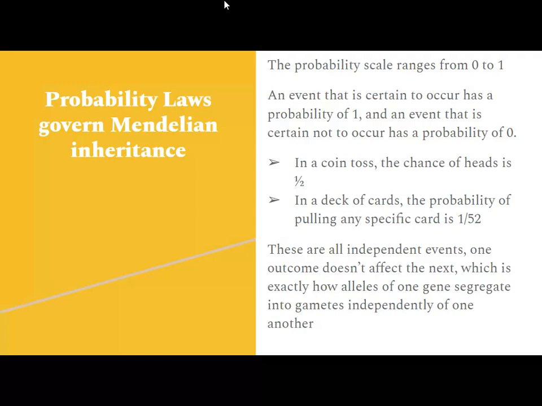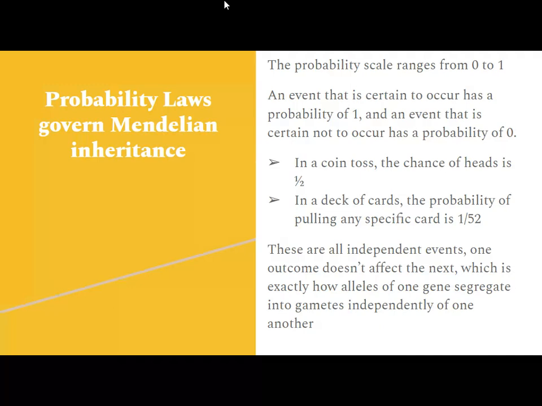In a coin toss, the chance of heads is 1/2. In a deck of cards, the probability of pulling the ace of spades is 1 out of 52 because there are 52 cards in a deck. We know this for sure because all of these are independent events. If I were to flip one coin with one hand and one coin with the other hand, the outcome of one will not affect the other one. So this means that it is an independent event, just like our genes segregate into gametes, right?